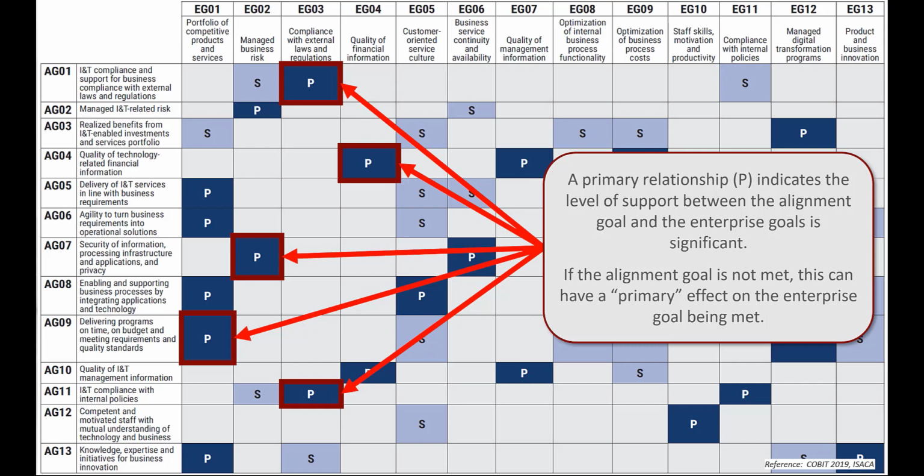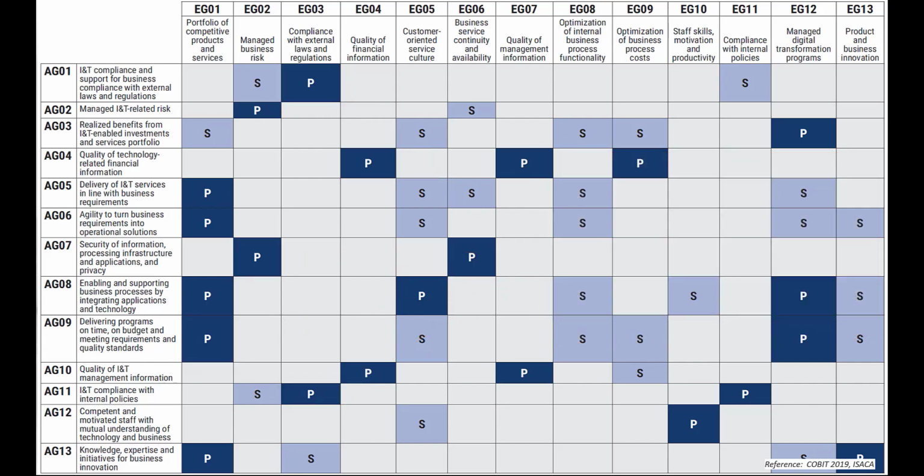If alignment goal 01 does not get met, it's going to have a significant, if not a showstopper effect on enterprise goal number 3 being met. So those are the primary relationships. Let's take a look at what that secondary relationship actually means.